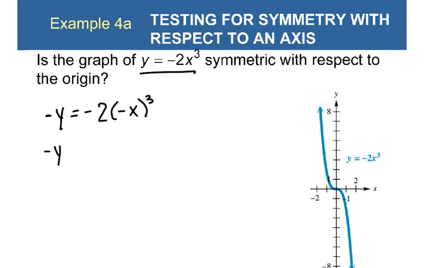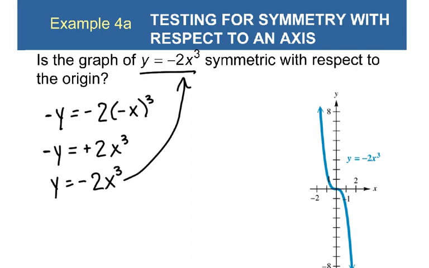Okay, so we have negative y, that doesn't change. And then we have negative 2, and then anything negative to the power of an odd number is going to turn out negative. So this is actually going to become positive x cubed. Now we have this negative over here still, so to get rid of it, multiply both sides by negative 1. We end up with negative 2x cubed, which is equivalent to our original equation. So that tells us this is symmetric with respect to the origin.